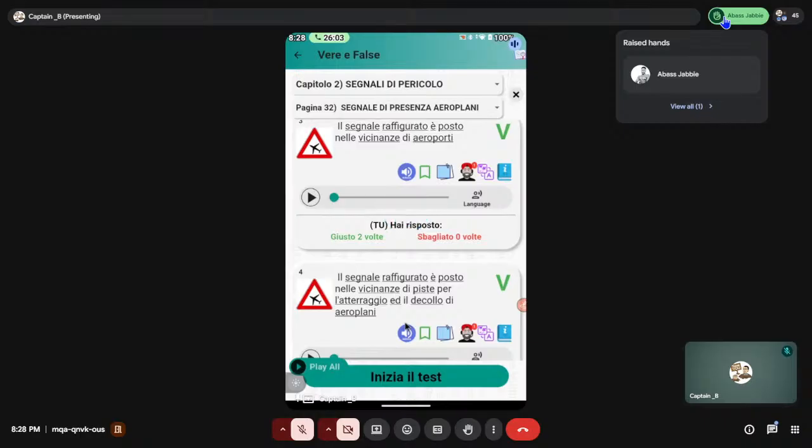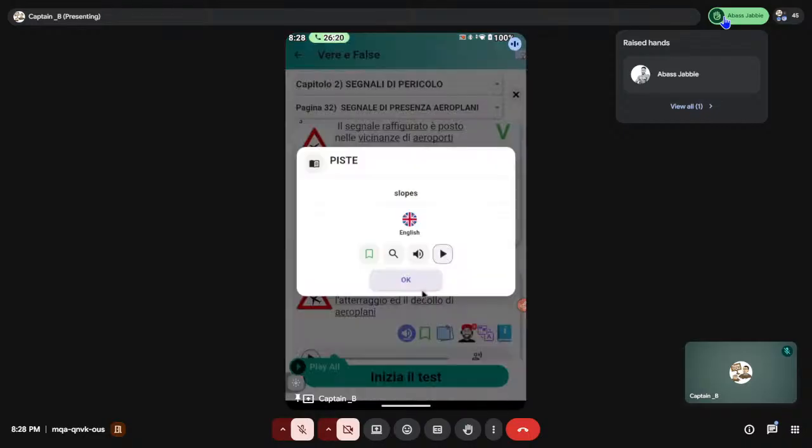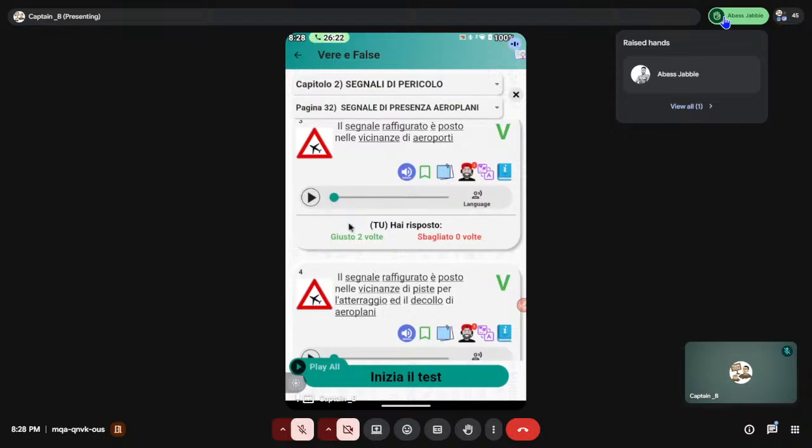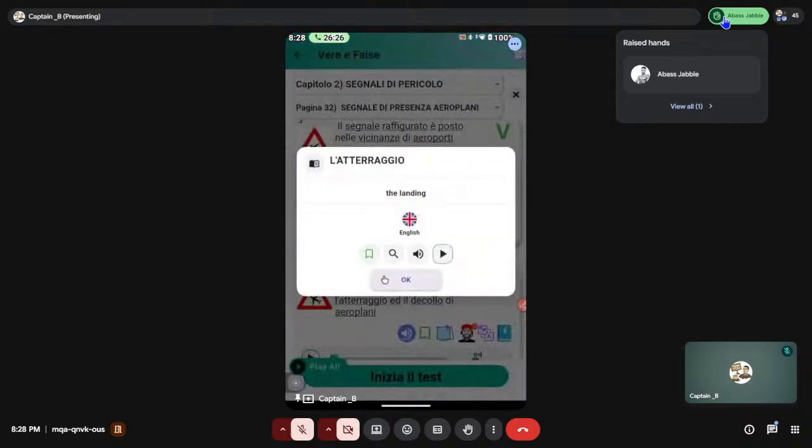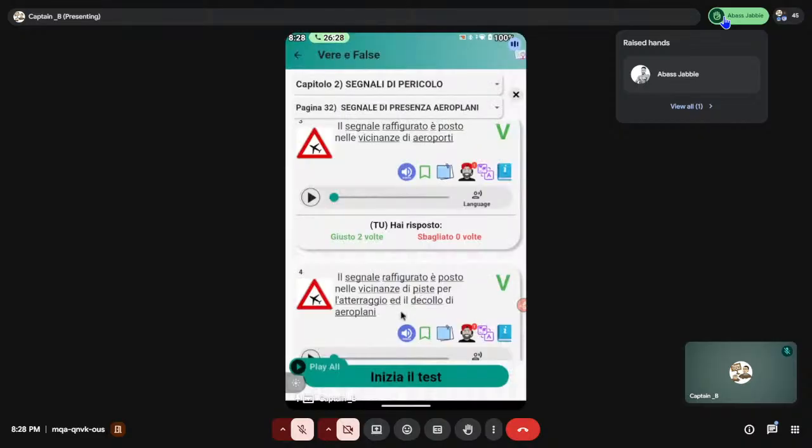Il segnale raffigurato è posto nelle vicinanze di piste per l'atterraggio ed il decollo di aeroplani. Now, this sign is referring to a post placed very close to the piste per l'atterraggio, the runways. L'atterraggio is landing. And here again, this one, the plane is moving, taking off.